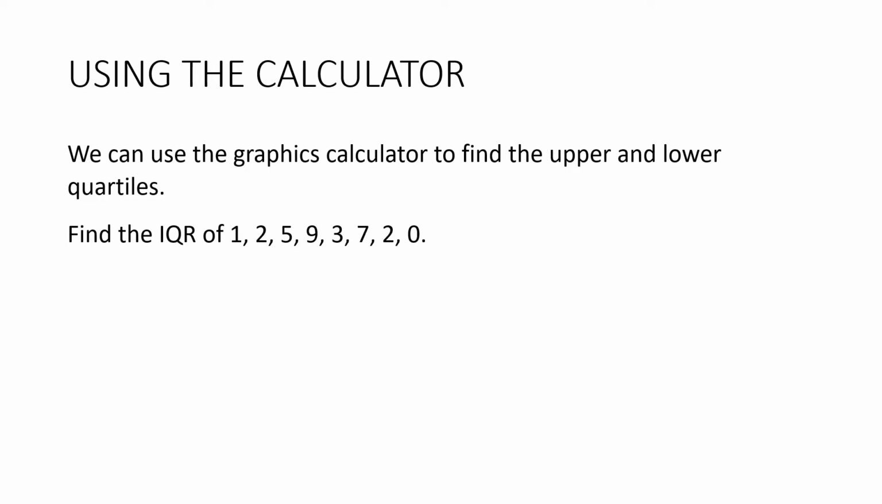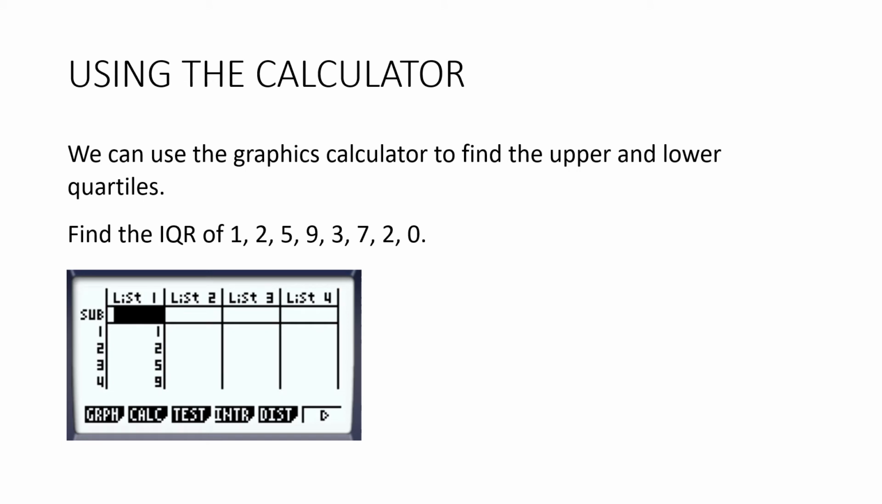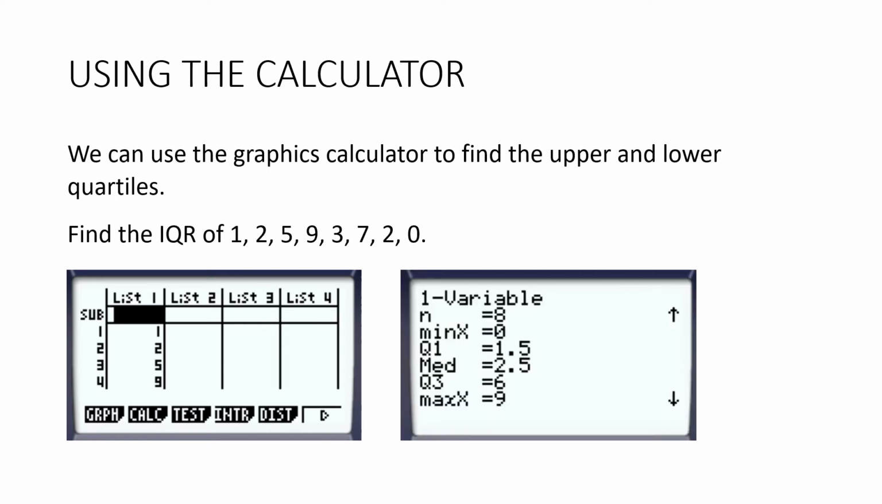Now we can use our graphics calculator to find the upper and lower quartiles. Just like before, we're going to enter the data into list 1, and this time we want a frequency of 1. So hopefully you remember how to change that. You've got to go into set, and you've got to set the frequency to 1, not to list 2. And then we would go into calc and into Univariate, and if you scroll down you will find Q1, median and Q3. There they are.